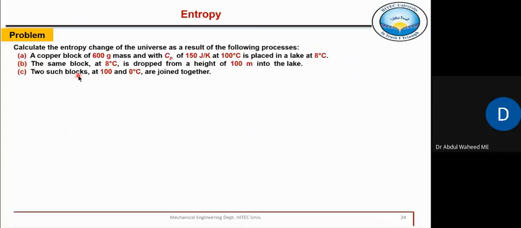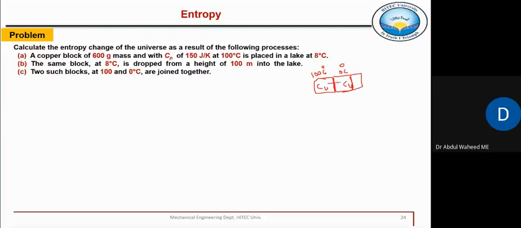Two such blocks means the same two copper blocks at 100 and 0 degrees Celsius are joined together. Right. So now we have two such blocks. Same copper block is now joined with another such block. Actually, दोनों same size. So it is like this. One is at 100 degrees Celsius, other initially at 0 degrees Celsius. Now two such blocks are joined together.